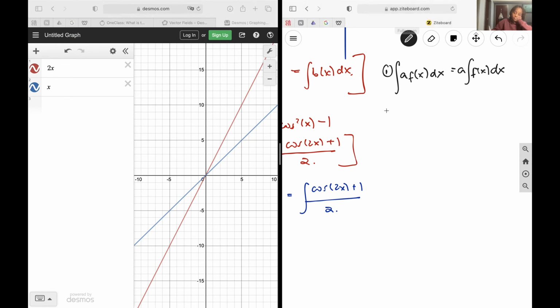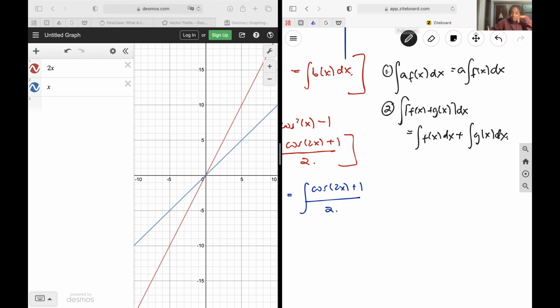Next up is going to be that the integral of f of x plus g of x dx is the same thing as if I integrated them separately. And again, that is just off of what an integral is. I'm taking the area under the graph. If I add two functions and take the area under that total graph, it's the same thing as taking the area under those individual functions and then adding them together.